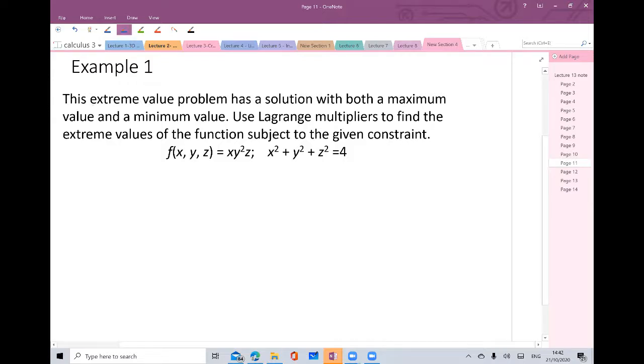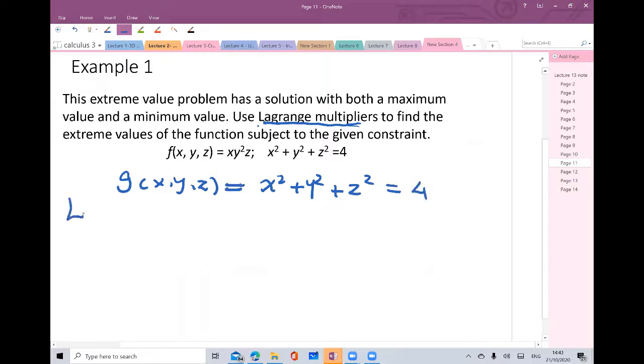Here it says the extreme values have a solution with both maximum and minimum. Then it says use Lagrange to find the extreme values of the function. Actually this problem is a direct one, in which I'm told to use Lagrange, and I'm given the function f and the function g. So this is my g, which is x squared plus y squared plus z squared equals 4.